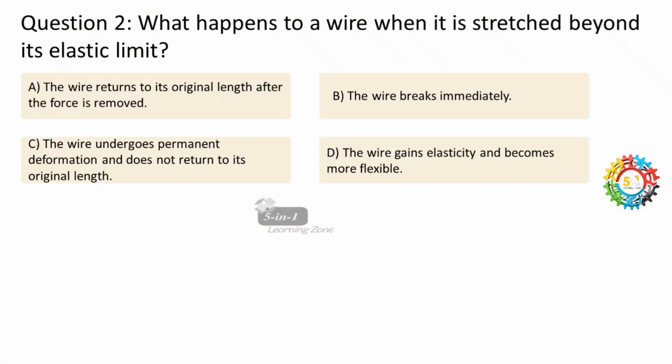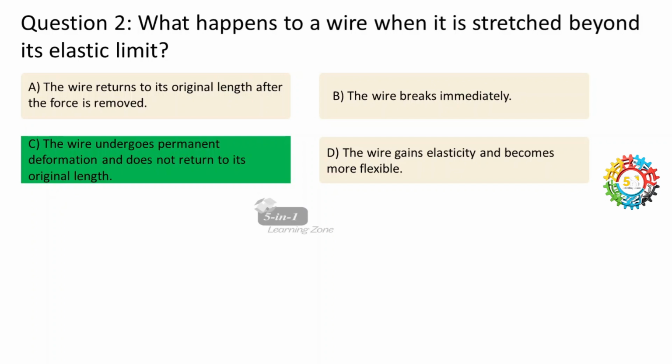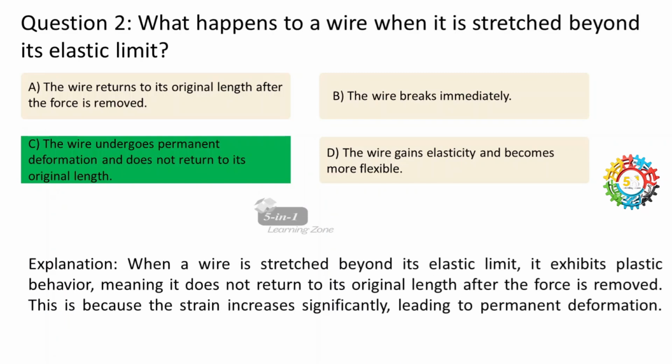2. What happens to a wire when it is stretched beyond its elastic limit? Answer: C. The wire undergoes permanent deformation and does not return to its original length. Explanation: when a wire is stretched beyond its elastic limit, it exhibits plastic behavior, meaning it does not return to its original length after the force is removed. This is because the strain increases significantly, leading to permanent deformation.